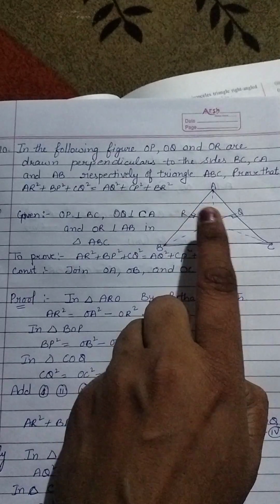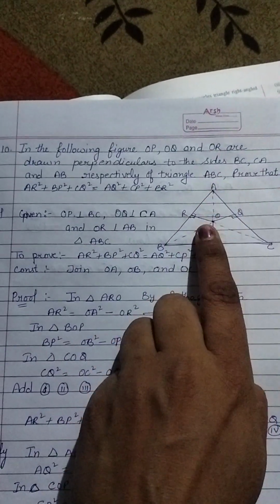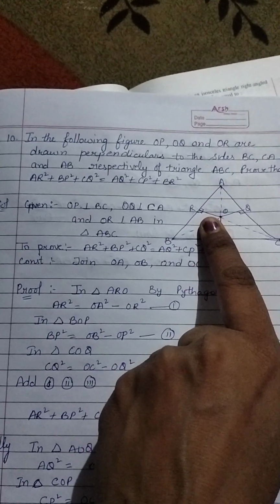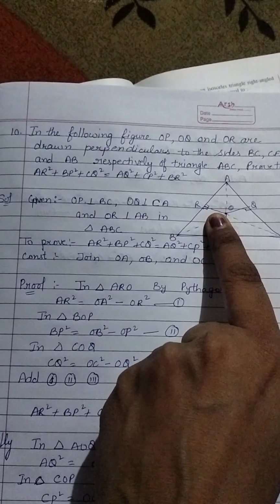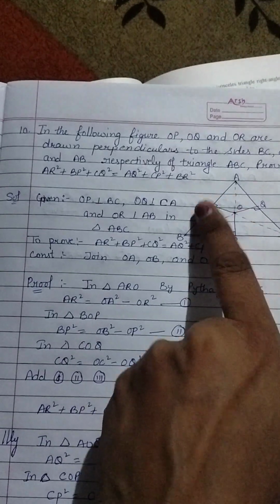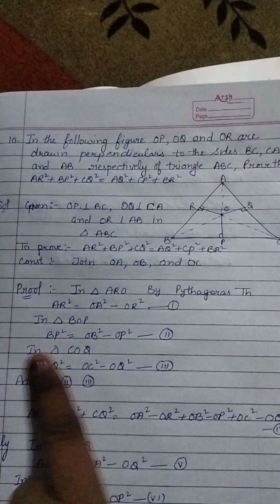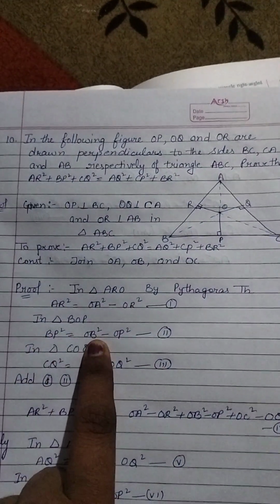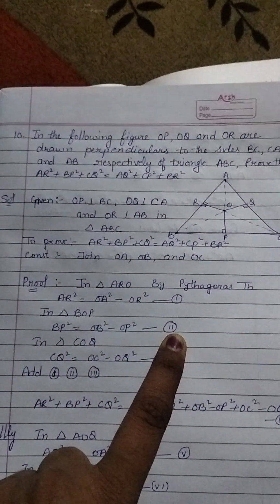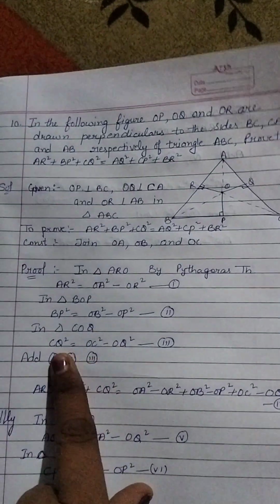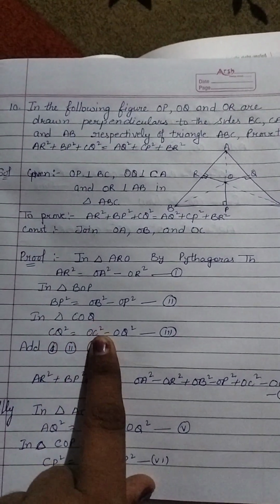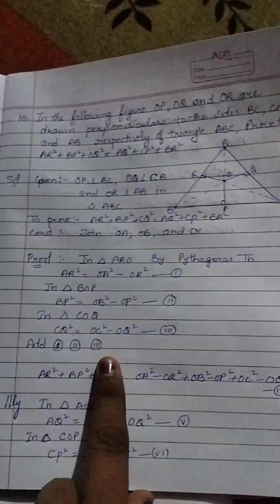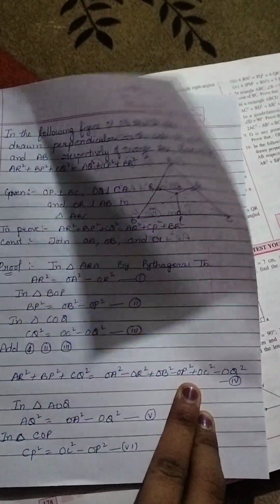AR square is equal to OA square minus OR square. This is the first equation. In triangle BOP, BP square equals OB square minus OP square. This is the second. In triangle COQ, we take CQ square equals OC square minus OQ square. These first, second and third equations we add and we get this answer.